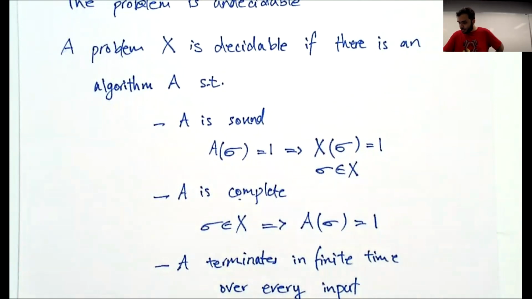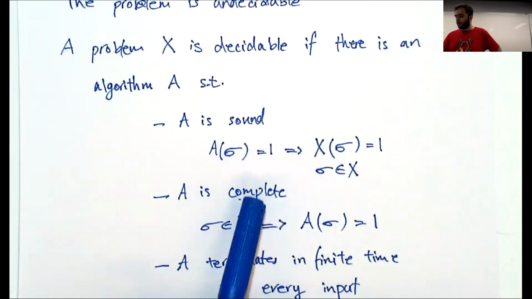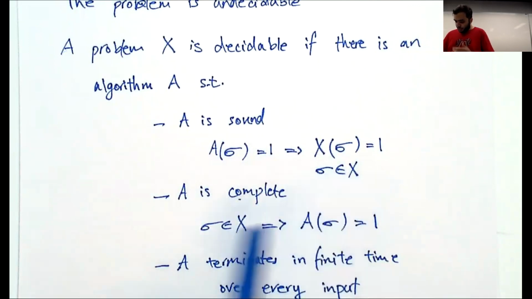So whenever in the future I say I have a sound algorithm for some problem, what I mean is that when my algorithm says the property is there, the property is actually there. And whenever I say the algorithm is complete, I mean that whenever the property is there, the algorithm would find it. And of course, we want our algorithm to terminate. When we have such an algorithm, we say that the problem is decidable.